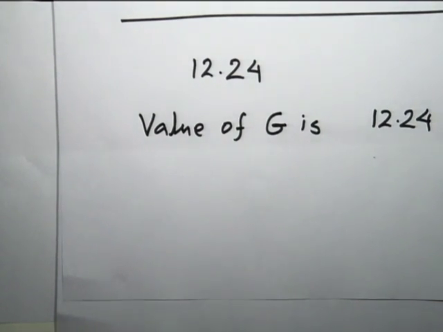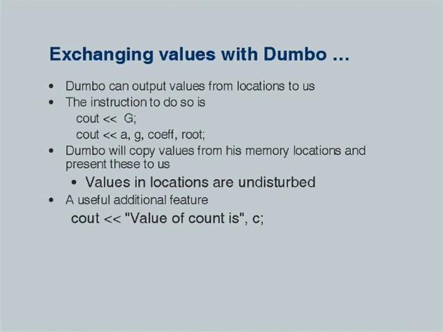So to permit that, Mr. Dumbo actually has a variation of the instruction of cout, which says value of count is, then C, for example. So I have here a string which is printed verbatim by the computer to me. And then will be shown C. Whether you put a comma or whether you put another << depends on the syntax. We'll discuss the exact spellings, etc., etc. later. This is just to build a model of computer.